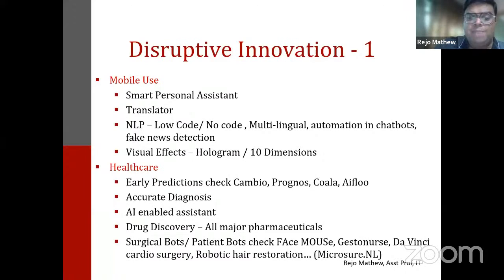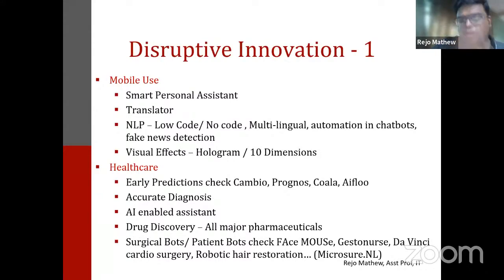Also, we have AI-enabled assistants. I don't know how many people have seen that. So if you look at the last point also, many companies are actually developing robots or bots for surgery. So you can see that there are some robots to do the surgery procedure. Also, there are certain bots to do the functionality of the nurse in the operation theater. There is a company called Gesto Nurse, and you can see so many companies are there. Just have a look at the names that are there. So these are all into the healthcare industry, and thus drug discovery.